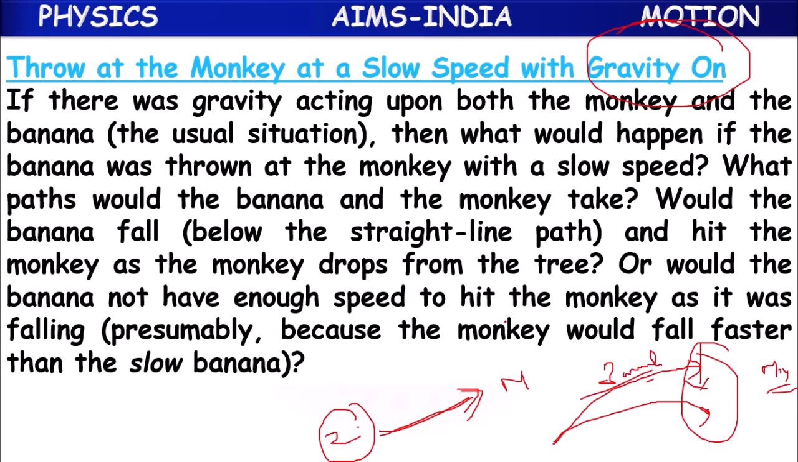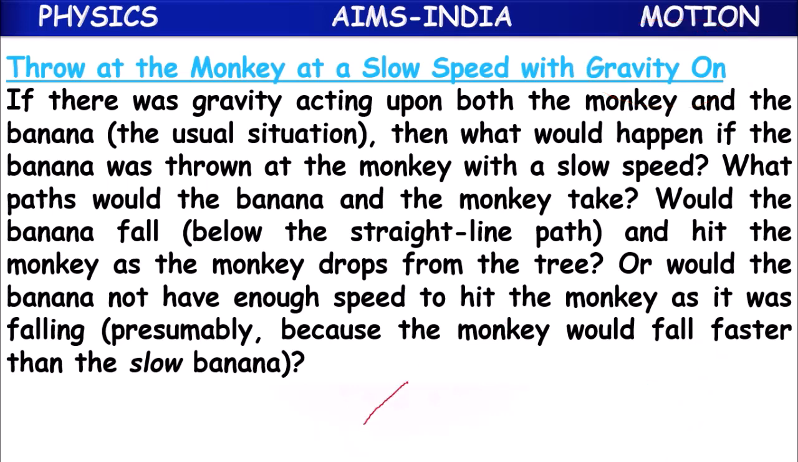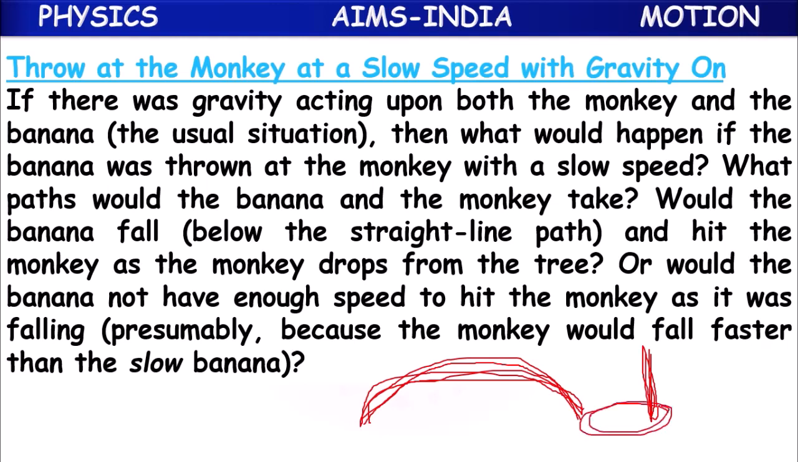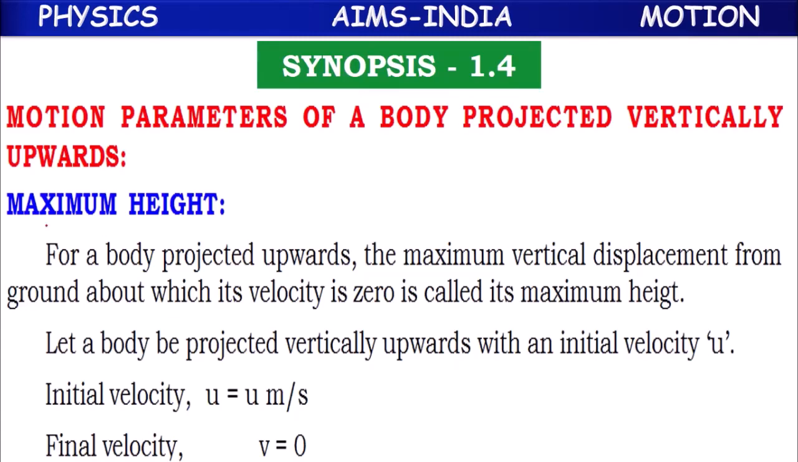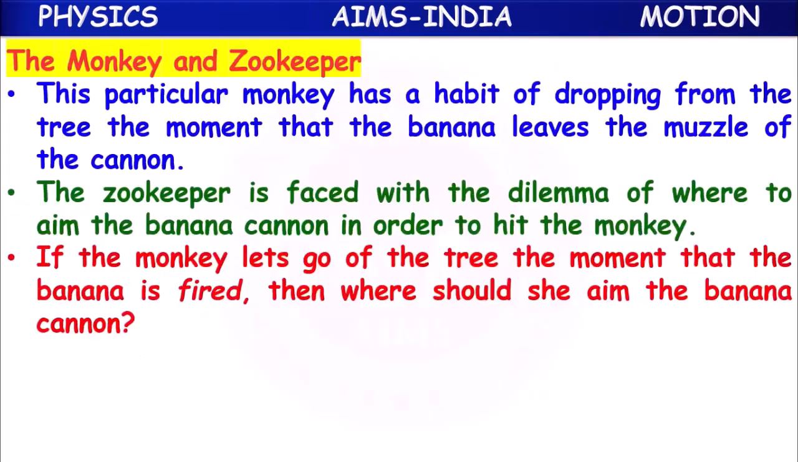And the path of the banana is like a curve, like a parabola. The path of the monkey is along a straight line, but this is a parabola. But the time taken by the parabola and the time taken by the monkey are the same. So they will hit each other, because gravity does not depend on the type of object. Next. So here, children, this is one kind of story regarding the monkey and the zookeeper.